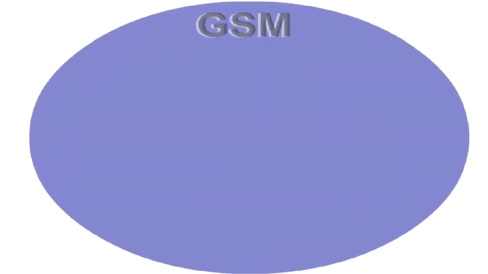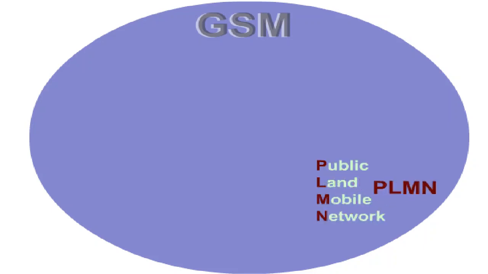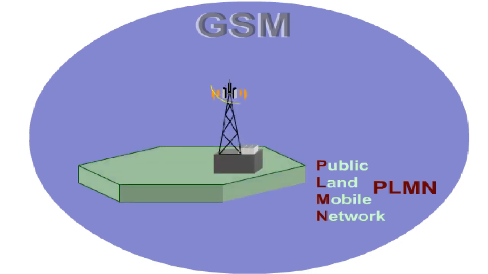In GSM, the Public Land Mobile Network, PLMN, is a cellular network with a hierarchical structure. The smallest unit is the radio cell, which the BTS supplies with frequencies, or, in other words, radio channels. It provides the network coverage.